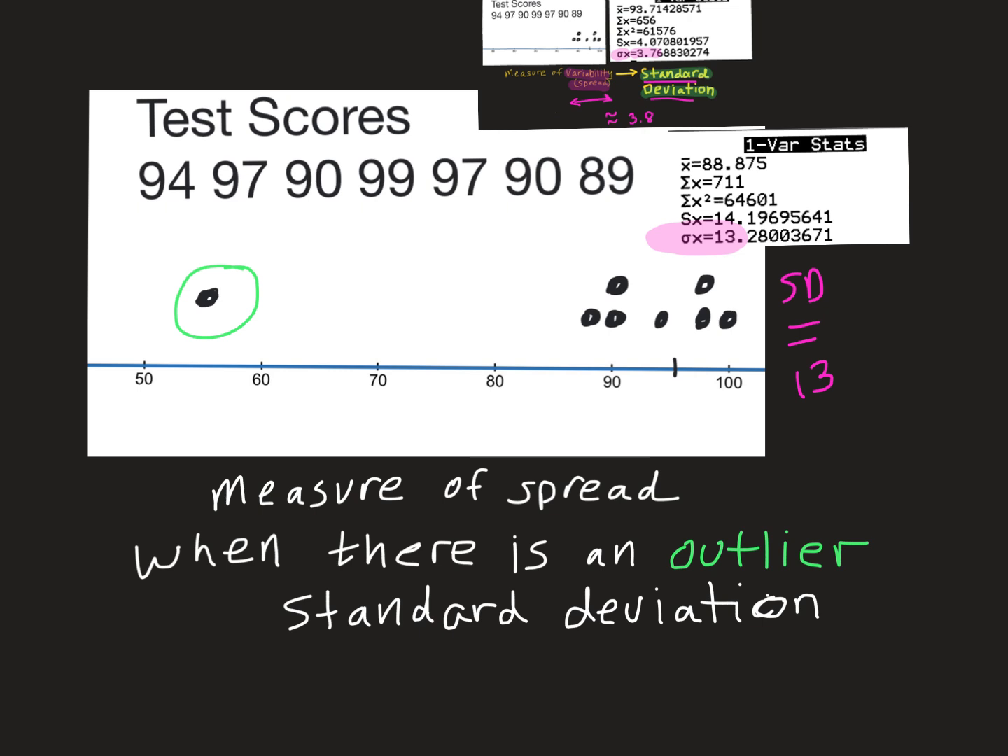So when there is an outlier, we don't, I X'd the wrong thing. When there is an outlier, we don't use the standard deviation because the standard deviation is greatly affected by that outlier. And we want to know the spread or the variation of most of our data. So what do we use?